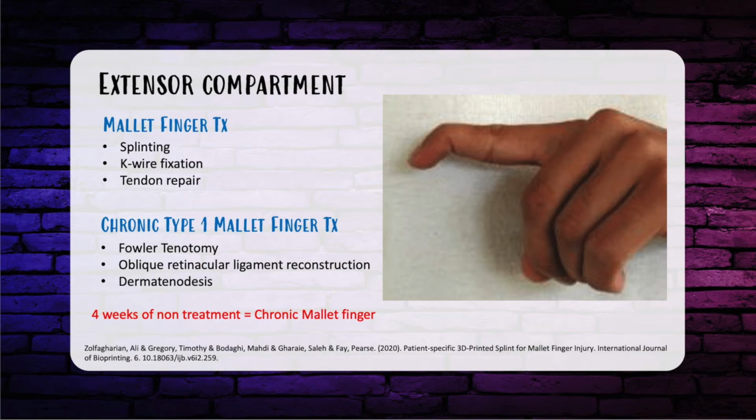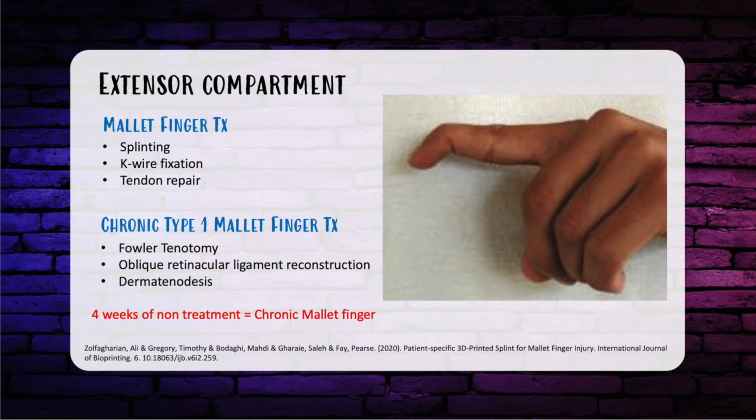If the patient hasn't been treated for 4 weeks, this is referred to as a chronic mallet finger, at which point splinting can be tried. However, if it fails, the patient's at risk for a swan neck deformity. So options at that point equate to 3 things. The first thing you can do is a Fowler tenotomy, where you perform a tenotomy over the central slip and allow for the extensor tendon mechanism to slide proximally to decrease the extensor lag.